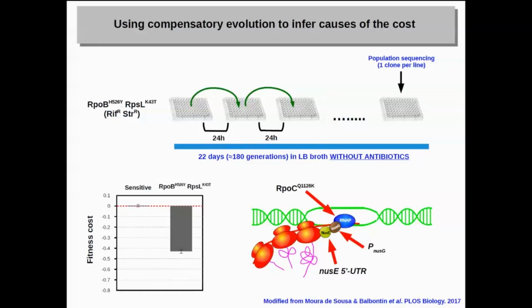So, as I told you before, if you allow this guy to propagate in the absence of antibiotic, some other mutations are going to appear that are going to compensate for that cost. So that's what we do in genetics. Let's allow this guy to propagate, and let's find out how it gets to solve the problems that it has, and then we can figure out which were the problems in the first place. And that's what we did.